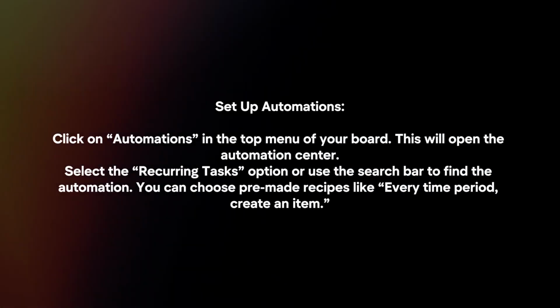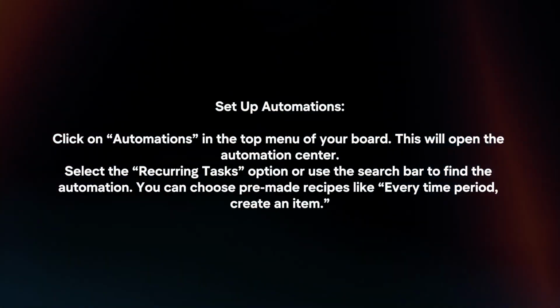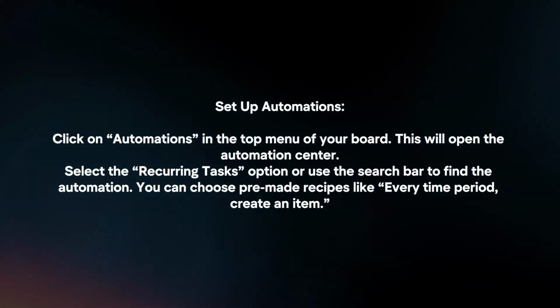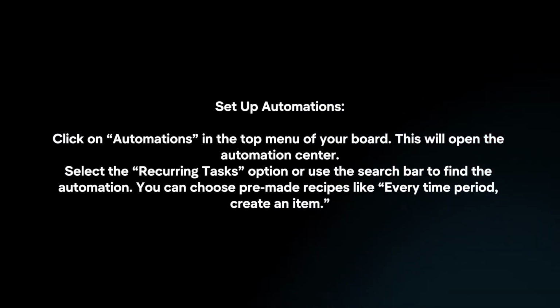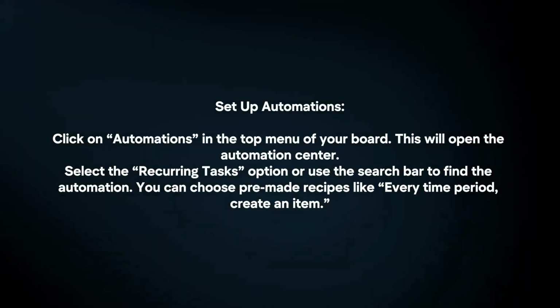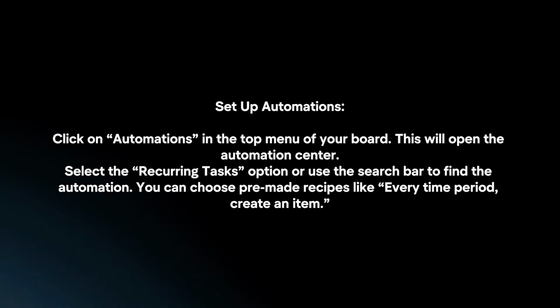Set up automations. Click on automations in the top menu of your board. This will open the automation center. Select the recurring tasks option or use the search bar to find the automation. You can choose pre-made recipes like every time period, create an item.